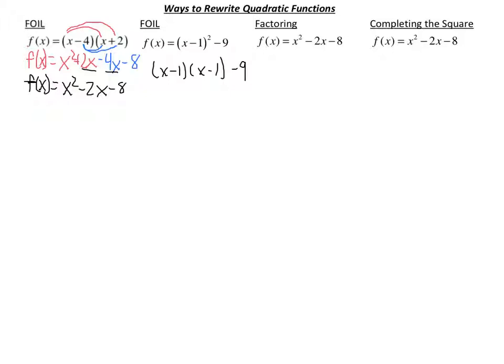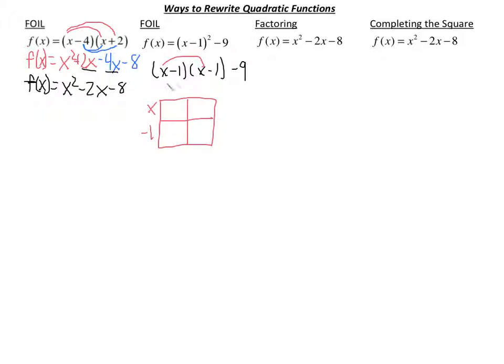So now can we FOIL x minus 1, x minus 1? So watch what happens. Oh, I'm not going to FOIL. I'm going to do the box. Let me take that back. I'm going to do a box method, just so you have a different method. You can do FOIL if you want.